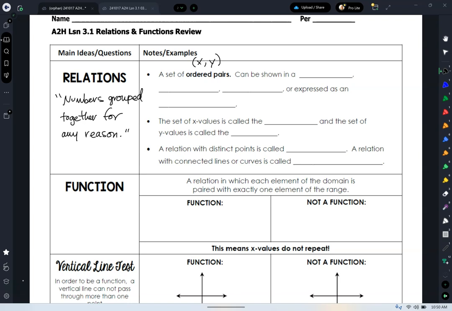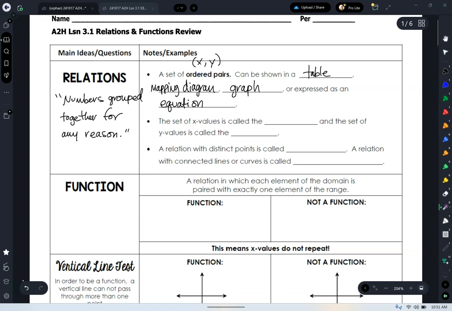Okay, we can show this relationship or this set of ordered pairs as a table, as a mapping diagram, as a graph, or expressed as an equation. Now, the two that we're going to work with the most are going to be the graph and the equation, right? And I've given you this language before.